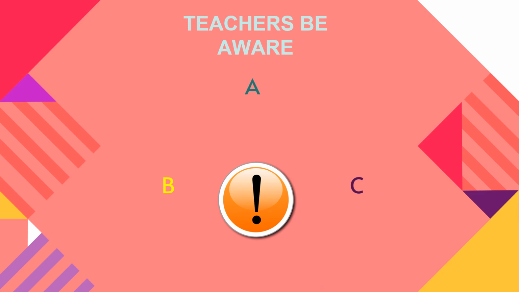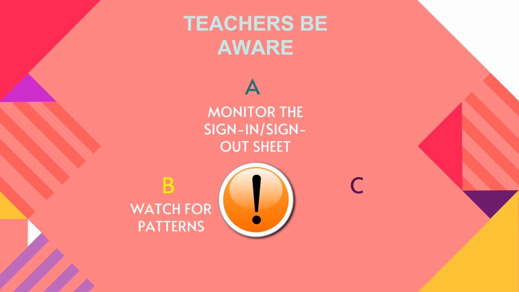Teachers should be aware of the following factors. They should monitor the sheet to make sure it is being filled out properly. They should look for patterns. Are students leaving at the same time daily? Are they gone for a long period of time? And finally, is the student making poor choices about when to leave? Are they missing important information?